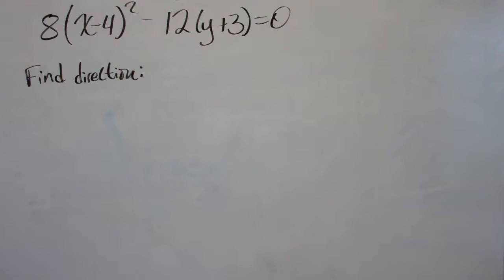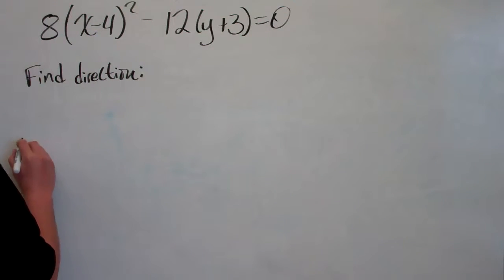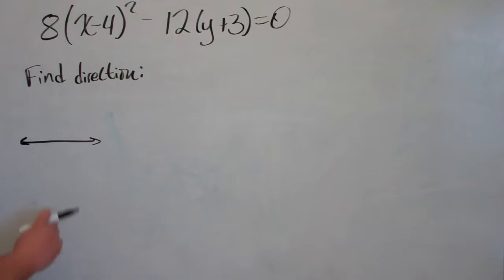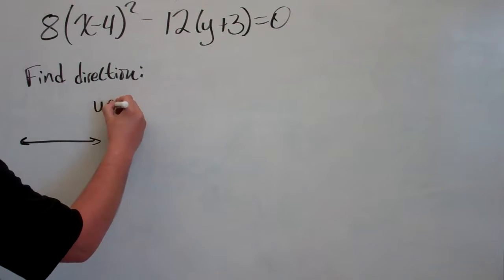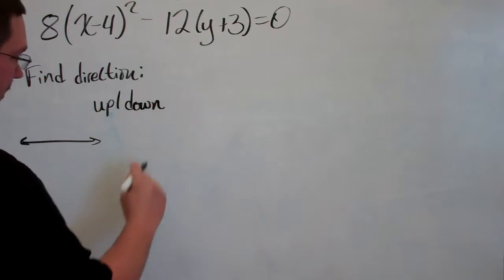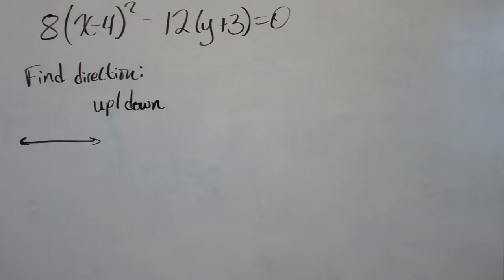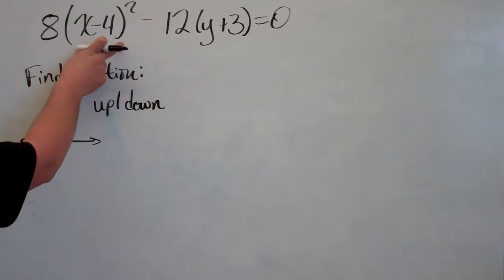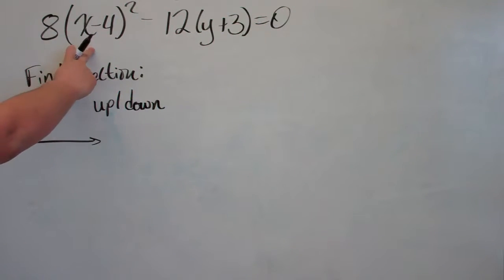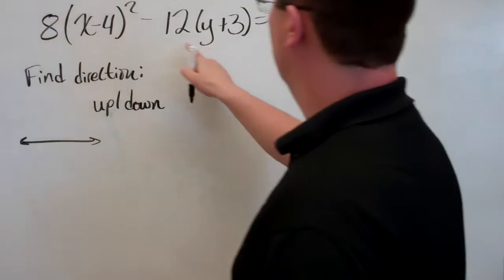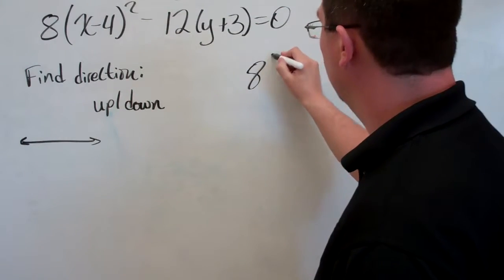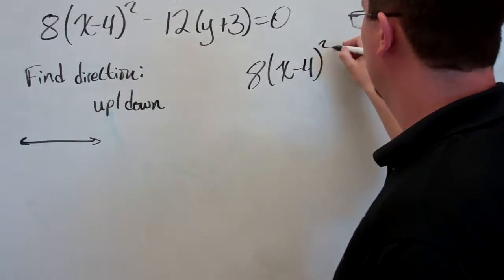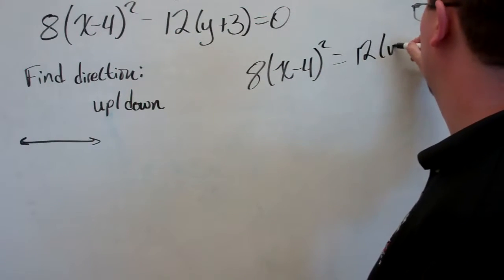Alright, so which letter is squared? X is squared. We know our directrix line mirrors the x-axis. So therefore, we know our parabola opens up or down. Now what we need to do is get the x squared isolated. We can leave the 8 with it, but we need to get rid of this and move it over. So we're going to add the 12(y + 3) to both sides. So our equation is going to come out to 8(x - 4)^2 = 12(y + 3).